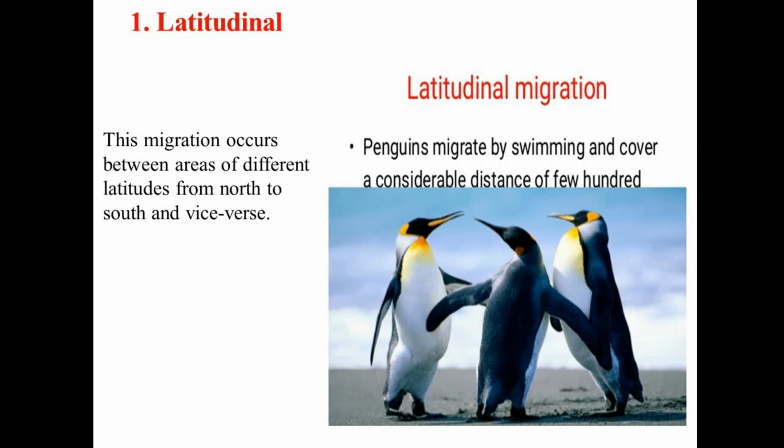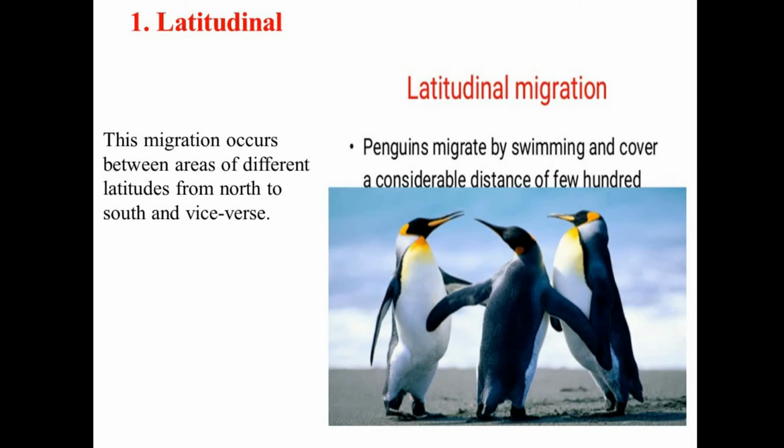Next is the longitudinal migration, similar to latitudinal migration. This type of movement is a change between different longitudes, from east to west or west to east. This is a common type of migration in Europe, where geographic features encourage birds to move longitudinally rather than latitudinally.